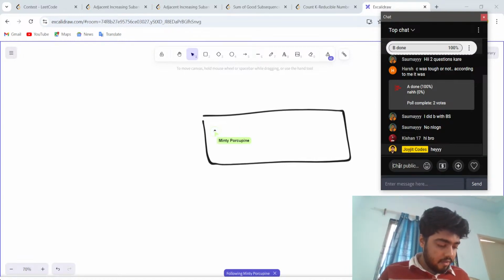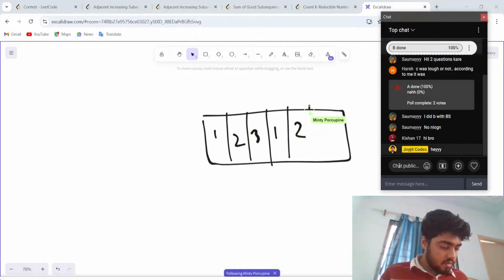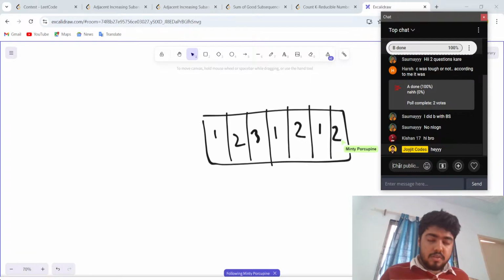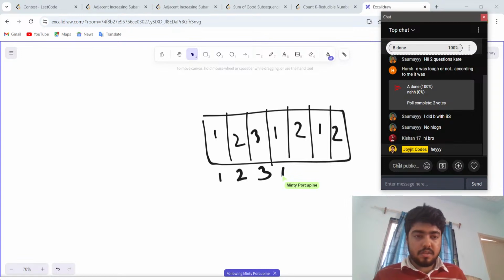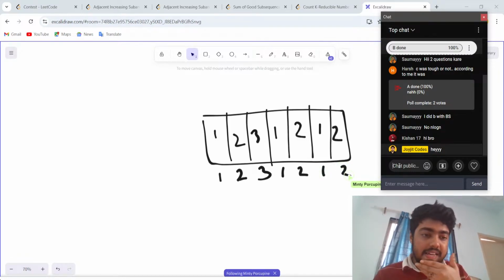So let's say you have 1 2 3 1 2 1 2. For your better understanding, I'm just going with a basic simple example. What should be the values for this? For the first it will be 1 because there is only a length of 1. For this it will be 2, and for this it will be 3 because all these three are strictly increasing, right? But again for this it will be 1 because nothing before it is strictly increasing. Now again it will be 2, then again 1, and again 2, right?